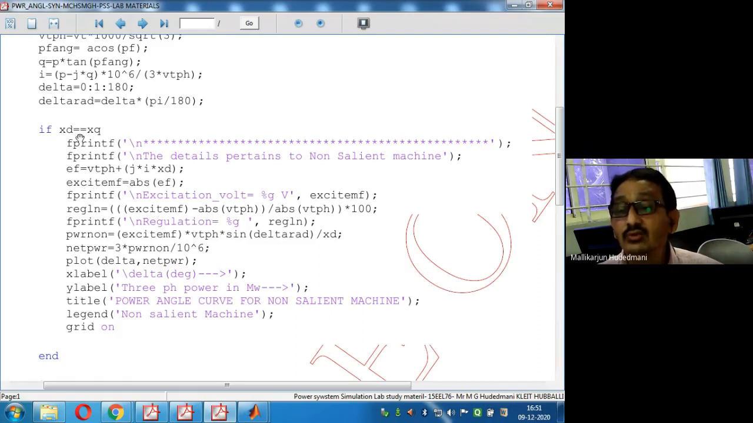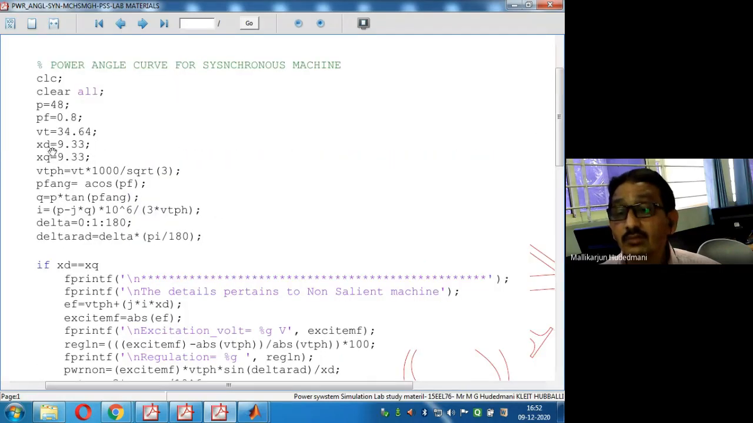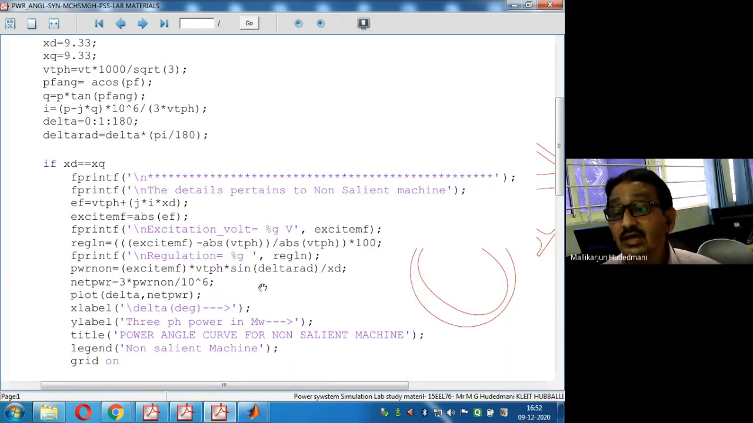Now I will come to know what is the meaning of xd equal to xq. There is no quadrature axis, there is no direct axis. What the reactance is? xd same as xq. Hence, in the problem, in the definition, what I entered here, xd equal to 9.33. In the problem, what was given? xq is given. If xq is same as xd, automatically this program help me to compute this data. I mean, xd equal to 9.33, xq 9.33 means this is the block when I want to switch automatically.